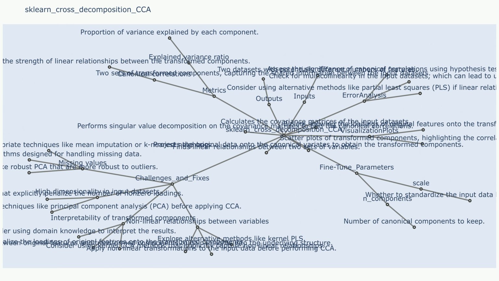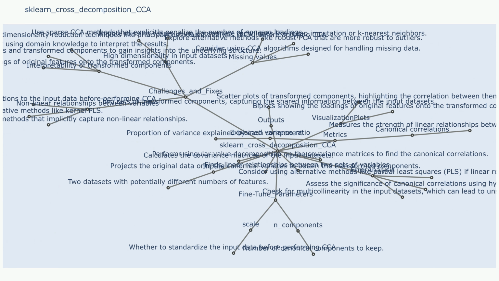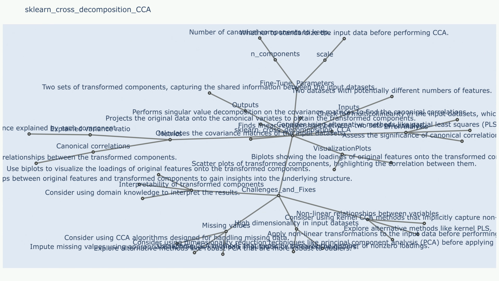Sample use case that resulted in challenge 2: analyzing data from different biological experiments, where the underlying relationships are not strictly linear, might require nonlinear methods for optimal analysis. Fixes to challenge 2: consider nonlinear methods like kernel CCA or other nonlinear dimensionality reduction techniques to capture complex relationships between the data sets.